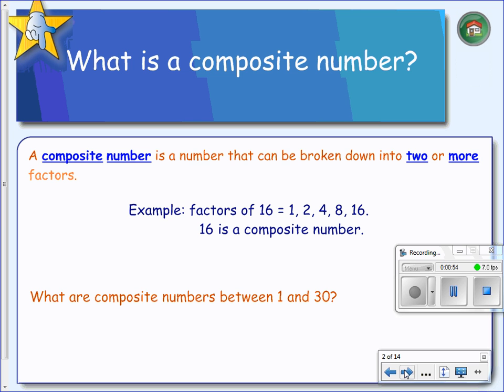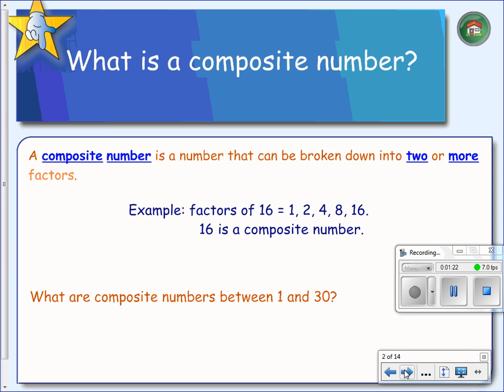A composite number is a number that can be broken down into 2 or more factors. So the factors of 16 are 1, 2, 4, 8, 16. So 16 is a composite number. Now we're going to list the composite numbers between 1 and 30. I'm going to call the number out. You're going to tell me yes or no, and you're going to write them in your notes.